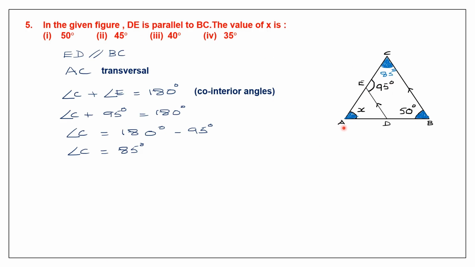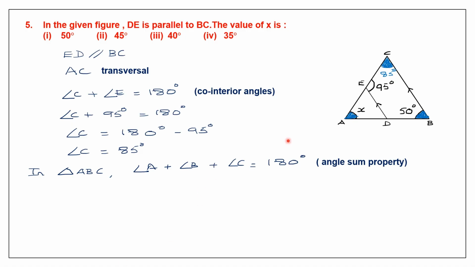So now let's look at triangle ABC. Now can you see we have angle C is 85, angle B is 50. Now we can easily find angle X. So let's write that in triangle ABC. In triangle ABC, angle A plus angle B plus angle C will be equal to 180 degrees. Now, what is the reason? The angle sum property. Angle sum property says that the sum of angles of a triangle equals 180 degrees.